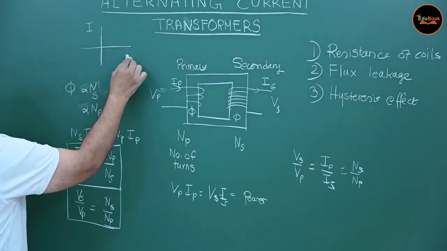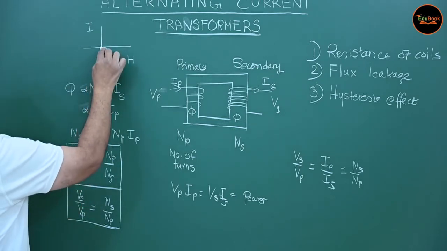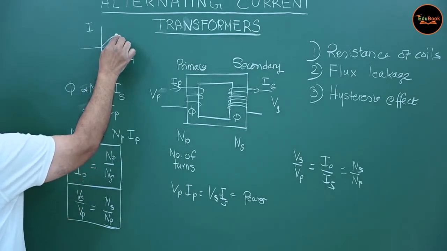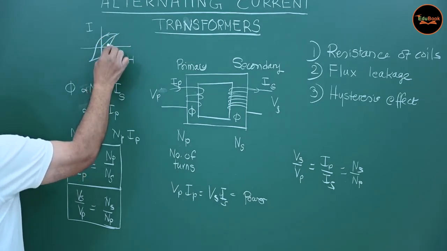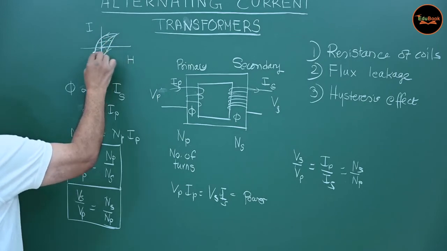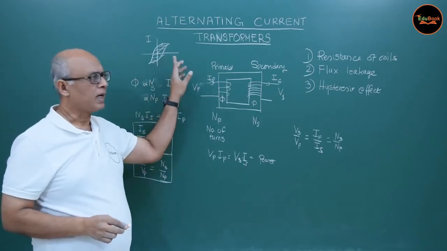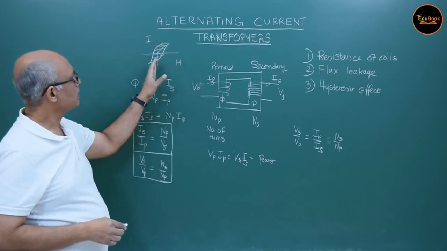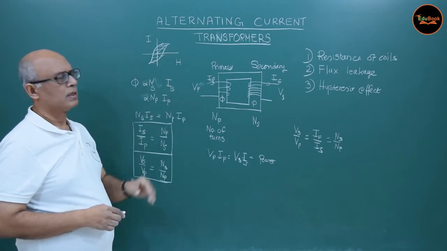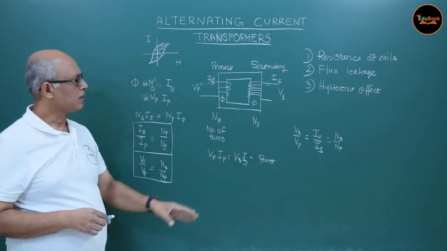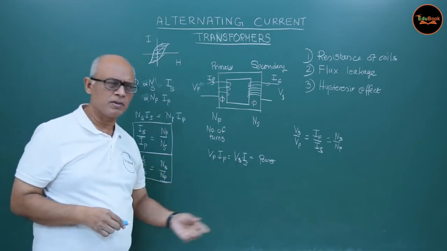And you may remember this curve of intensity of magnetization versus magnetic field intensity. When you started, it was like this, but after that, there is this curve, and the area inside this curve is the energy loss. And that energy loss can come out as power loss here, so efficiency will be reduced.